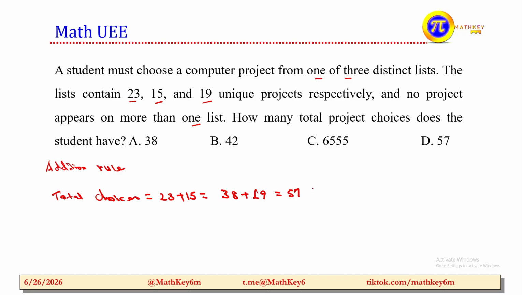Or we have to take the sum of the three all together. That means the first choice plus the second choice plus the third choice. We can do it like this. Then finally the sum that we obtain is the same, 57. So we can solve this one. Is it clear and straightforward?